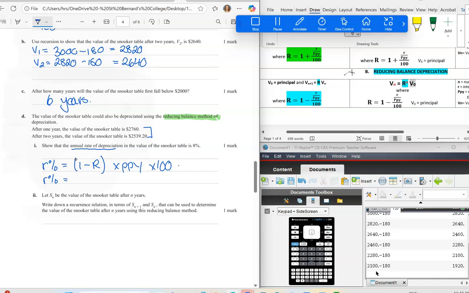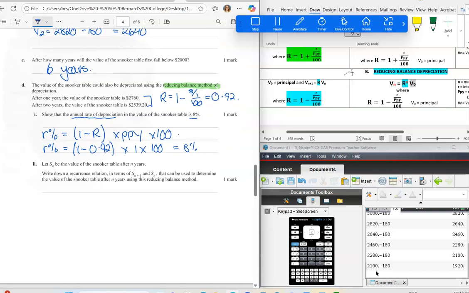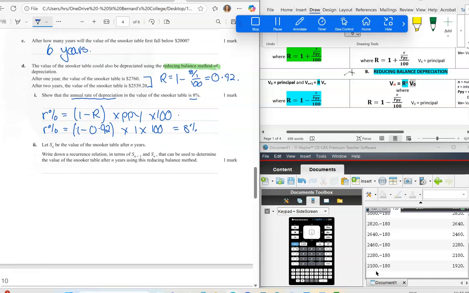So we could say 1 minus 0.92 times 1 times 100 equals 8%. That one's a little bit more work. You won't get that in Year 11. They'd probably show it differently, but we'll just leave that one like that. But you guys need to know where this is on your formula sheet.